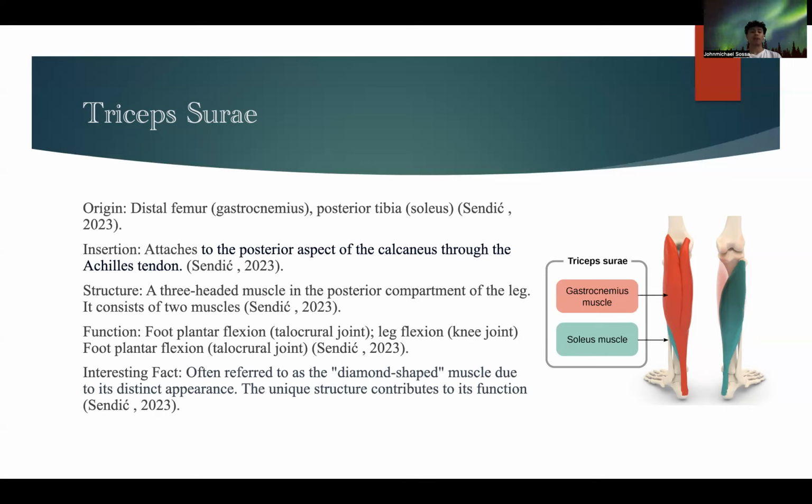The function of this muscle group is foot plantar flexion, leg flexion at the knee joint, and foot plantar flexion at the talocrural joint. An interesting fact of this muscle group is that it is often referred to as the diamond-shaped muscle due to its distinct appearance. Of course, this structure contributes to its function.